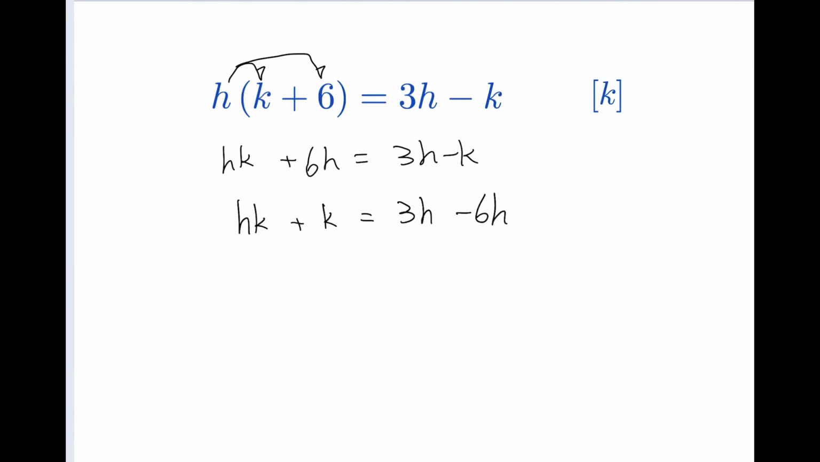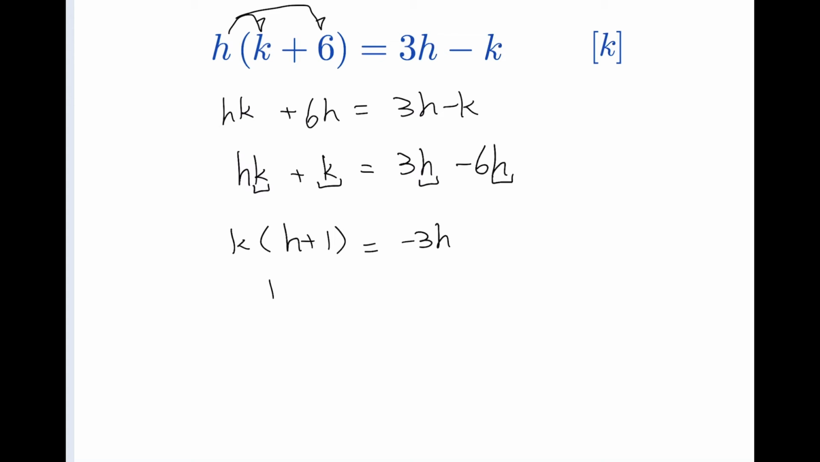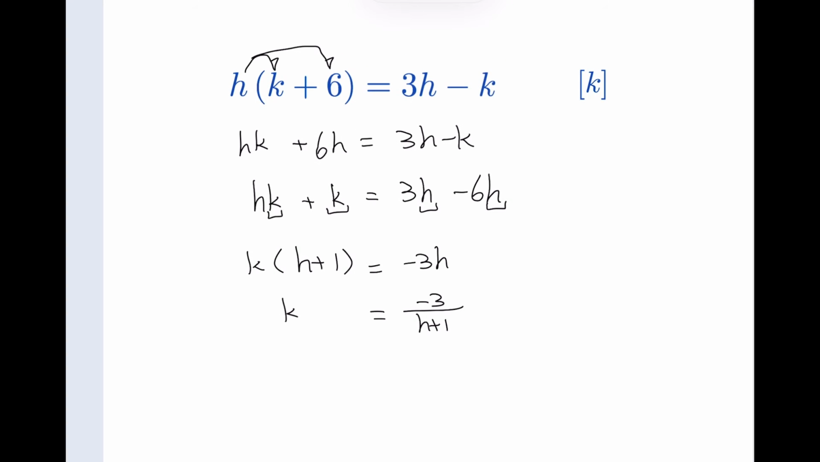And now, because they both are the same, like we call it like terms, so you can just directly do that first. 3 minus 6, negative 3h. And then here k is common, right? So take that out, you have h plus 1 left. And then we don't need h plus 1, so you just divide by h plus 1. I think that's all for this one. Hope you like it.